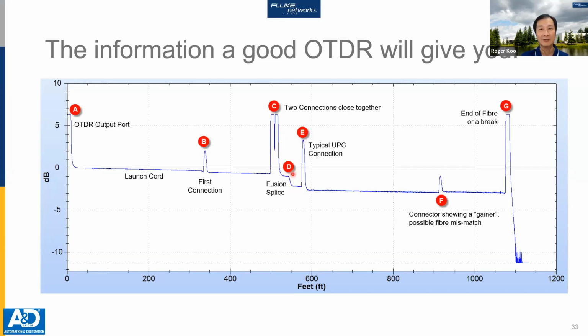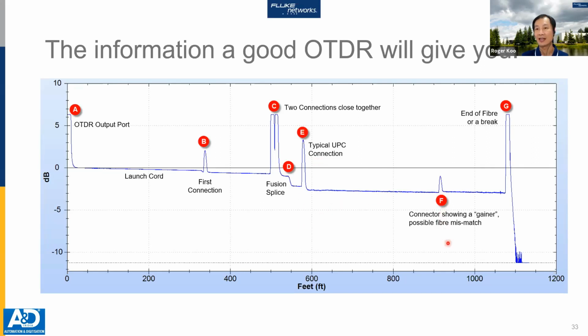The next event, which is at B, is actually a drop in the signals. And that's because two fibers are spliced together, something that we call a fusion splice. And thereafter, you see a different connection, a different spike at event E. This is due to a different type of connector, which is what we call a UPC connector at that site.